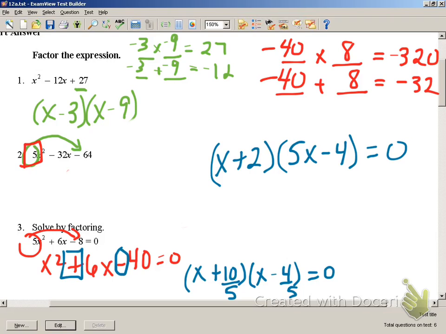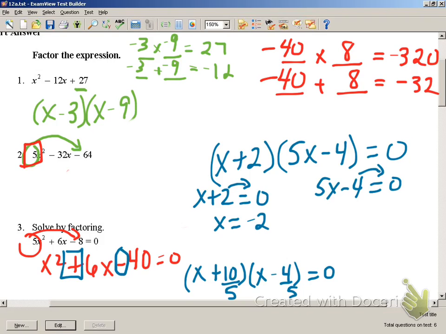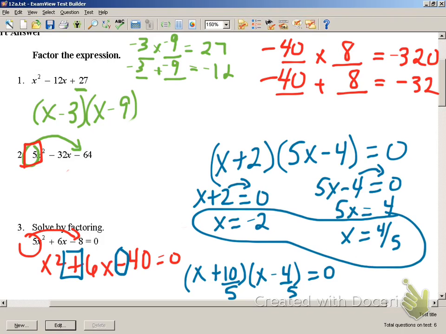Now, here I have two factors set equal to 0. I now set both of those equal to 0 and solve individually. So when that goes across, x equals negative 2. The 4, so I have 5x equals 4, or x equals 4/5. So I have now solved that equation by factoring.